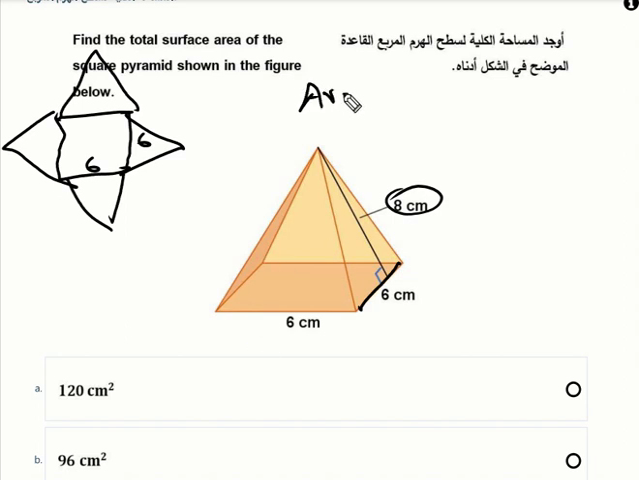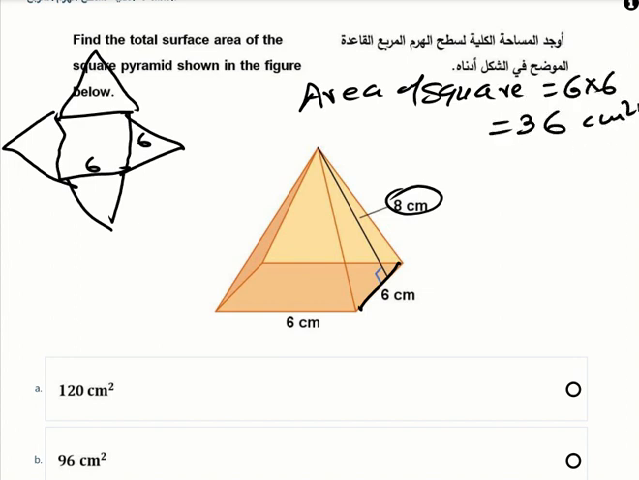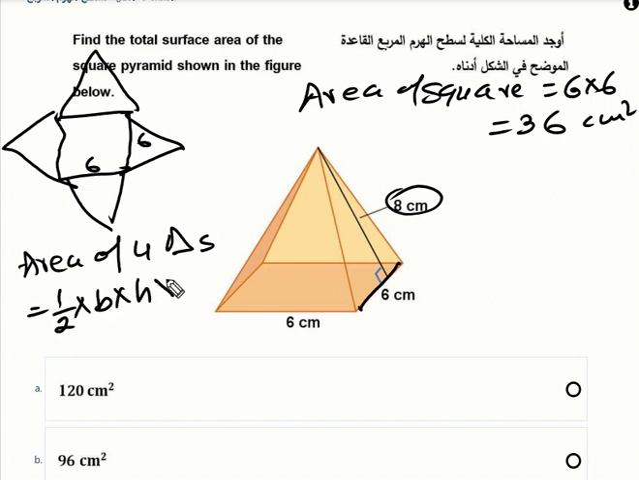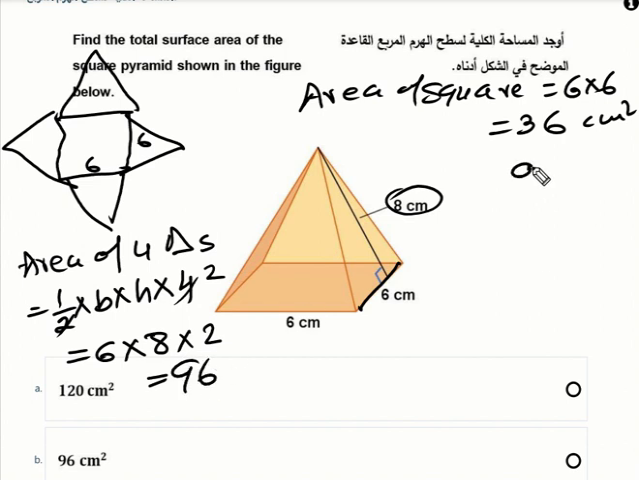So the area of the square will be 6 multiplied by 6, 36 centimeter square, and the area of 4 triangles, because you have 4 triangles on the 4 sides. So it will be 1 over 2 times base times height for one triangle, multiplied by 4 for all the 4 triangles. So 4 divided by 2 is 2, base is 6, height is 8, multiplied by 2. So 6 multiplied by 8 is 48, 48 multiplied by 2 is 96. So add 96 with 36.